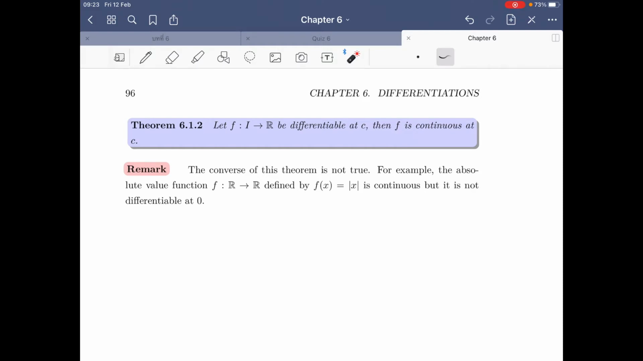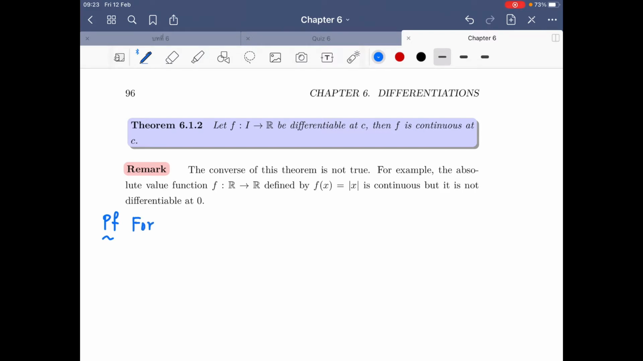However, the converse is not true in general. For example, the absolute value function f from R to R defined by f of x equals the absolute value of x is of course continuous, but it is not differentiable at 0. We are going to talk about this remark later on. Let us simply do the proof of this theorem first, it's not that difficult.